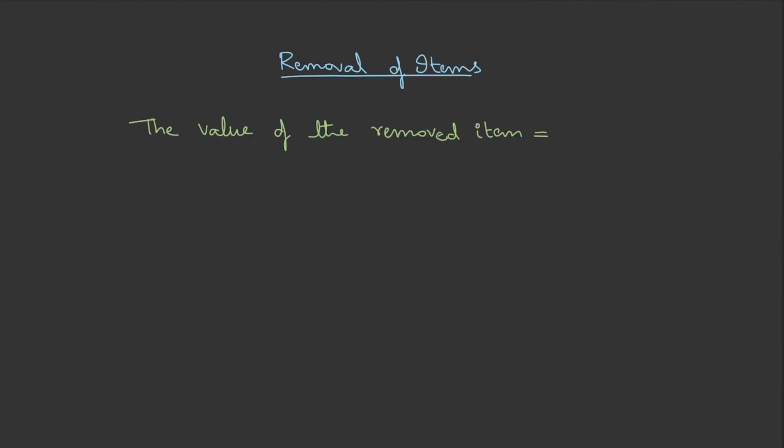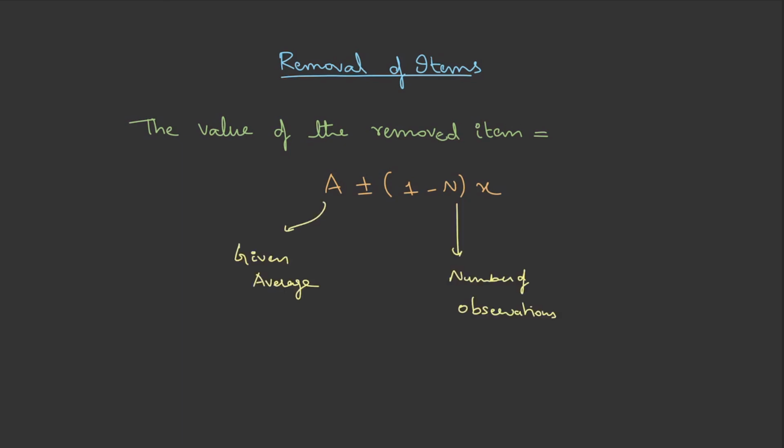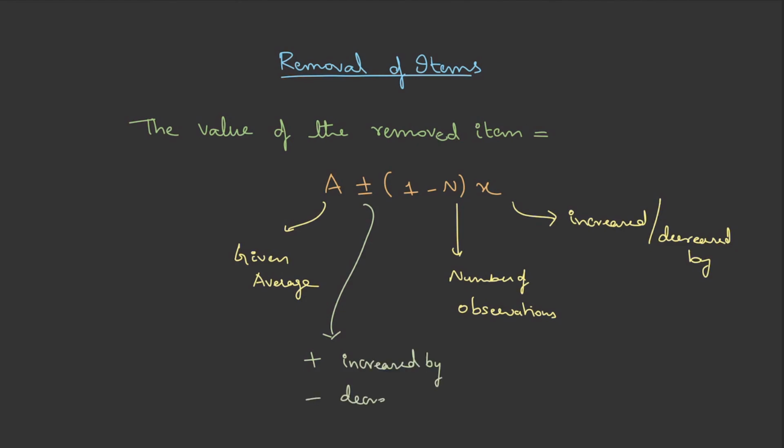The second type is removal of the items. The value of the removed item will be a plus or minus (1 minus n) into x. Very similar to the previous one, a is the given average, n is the number of observations, and x is the increased or decreased by value. The value that is given as increased by or decreased by. And plus or minus, we take plus when it is increased by, or we take minus if at all they give it as decreased by.